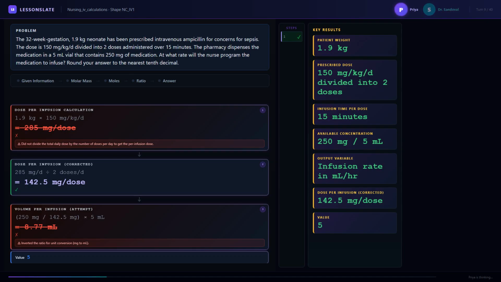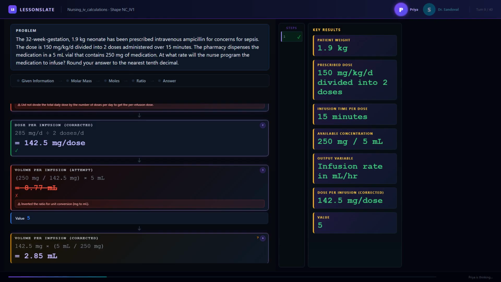Oh, I see. I had the ratio upside down. So I need to multiply the dose by 5 milliliters over 250 milligrams, to get the milligrams to cancel. Let me try that again. It would be 142.5 milligrams multiplied by 5 milliliters divided by 250 milligrams. I got 2.85 milliliters. Is that the correct volume for one dose?